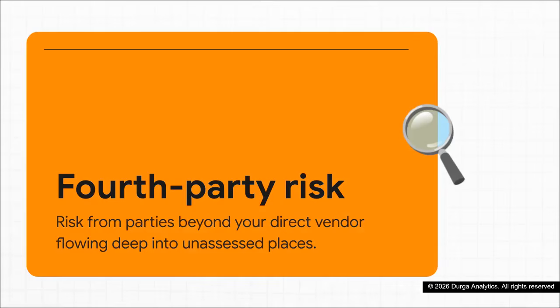But here's the catch. You absolutely cannot stop at your direct vendor. And this introduces us to fourth-party risk. What happens when your vendor's vendor subcontracts? Your data can easily flow 3, 4, or even 5 layers deep into environments you have never personally assessed. That's fourth-party risk. The danger here is profound because it's completely invisible if you aren't actively looking for it. You have to demand visibility into the entire chain and hold your direct vendor contractually accountable for every single downstream player.